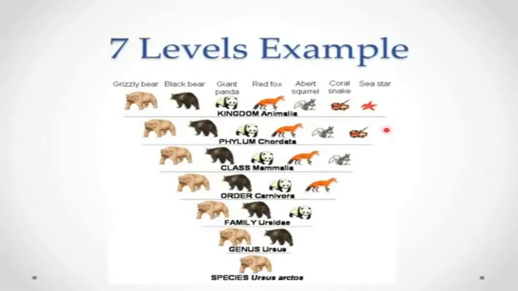So the next level, phylum, is chordata. That means basically all vertebrates, things with a backbone. So we got rid of the sea star as we came here. Next level is class, mammalia, so mammals. We lost the snake. That's a reptile, right? Next level, order, carnivora. Next level, family, Ursidae. That's a bear family. Next level is the genus Ursus. And then finally, the species level, Ursus arctos, is just the grizzly bear at that level.